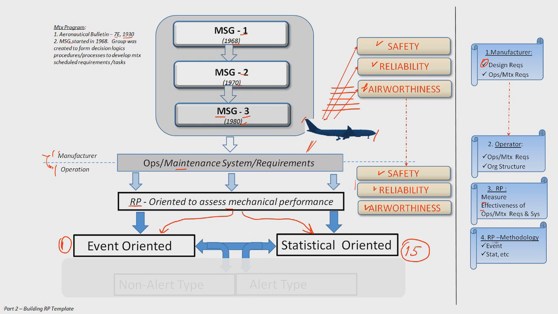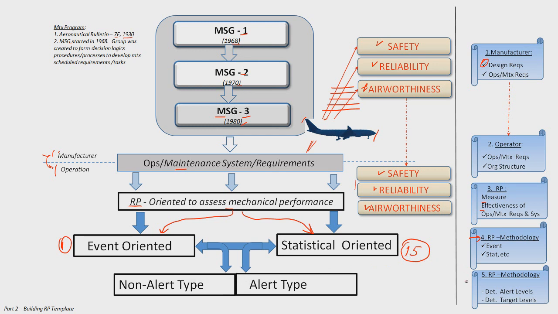By the way, we are talking now about reliability program methodologies, right? So we need to understand, when we have these 15 unscheduled removals, where we are and what we're going to do. That brings us to the next level of our reliability program methodology, which is alert type, non-alert type. From the alert type perspective, we have to ask the question.